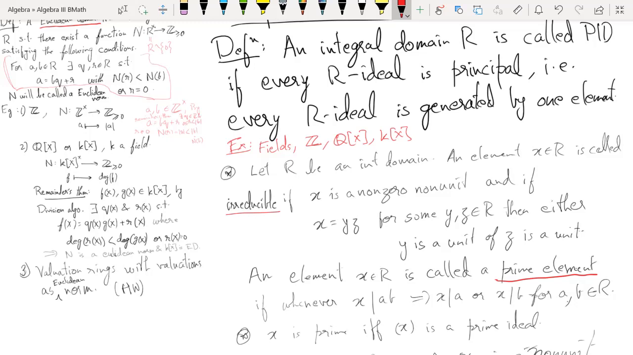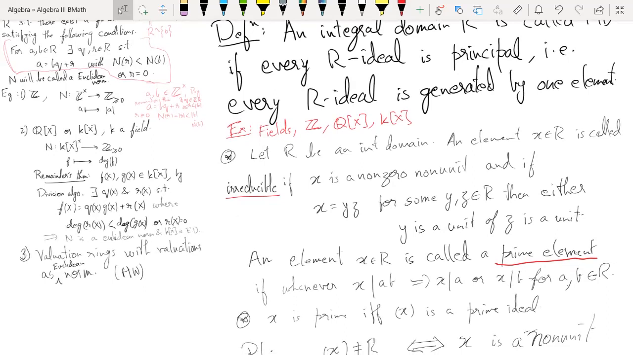Okay. If this happens. And similarly, another important definition is that an element X in R is called a prime element if whenever X divides AB, X divides A or X divides B, for A, B in R. So this is parallel to prime numbers in integers. Of course it's motivated by prime numbers in integers. So prime numbers are prime elements of integers, by definition.